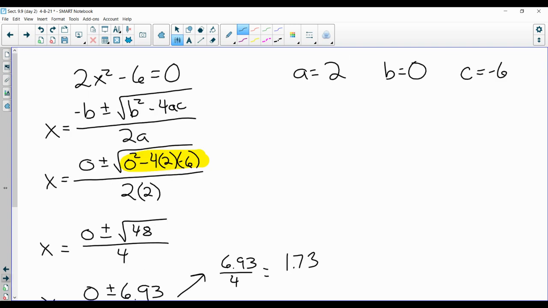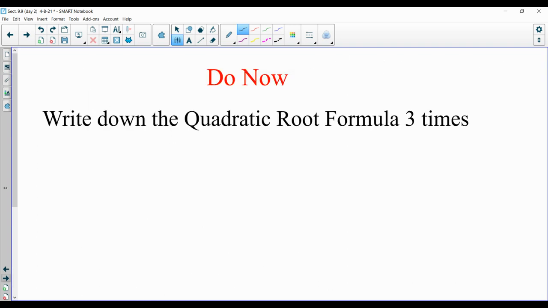All right, on your homework sheet or on a scrap piece of paper if you don't have it out, write down the quadratic formula. Yep, do that on the homework sheet. Write down the quadratic formula 3 times.